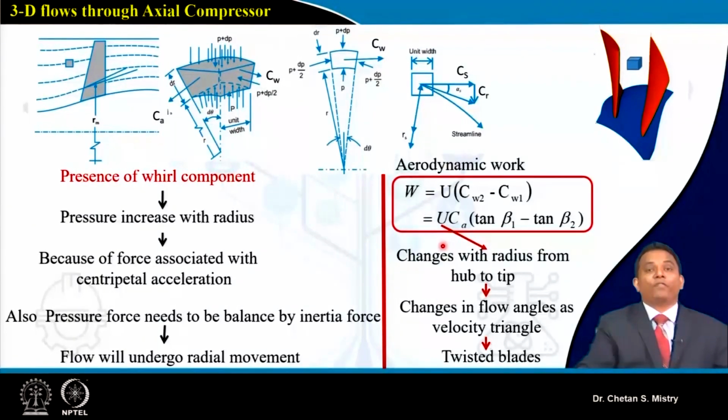In the next session, we will be discussing how we will use this concept for the development of different design aspects.